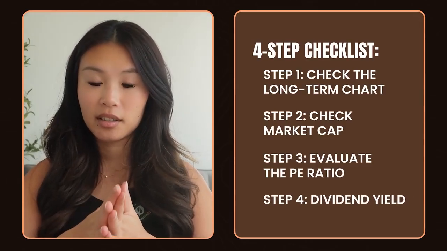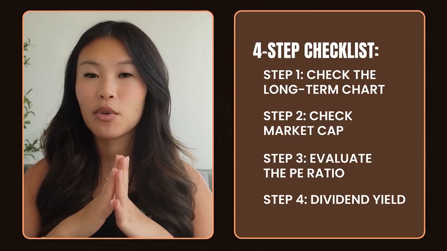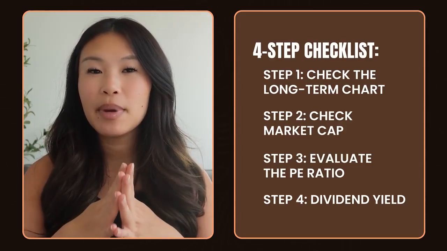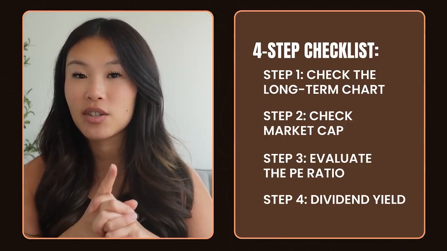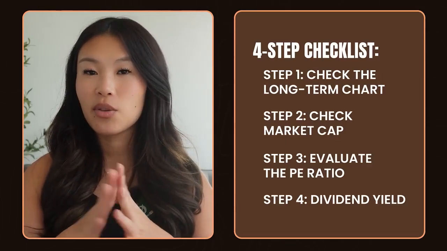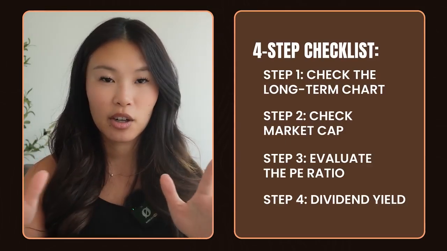Step 4, dividend yield. This is optional, but I recommend this step for anyone interested in getting more money from your investments. Does the company pay dividends? This isn't mandatory, but dividend paying stocks reward you for holding them. And if you can use that cash to reinvest your portfolio, it'll grow faster. If a stock checks off at least 3 out of 4 of these criteria, it's probably a good investment to start with as a beginner.